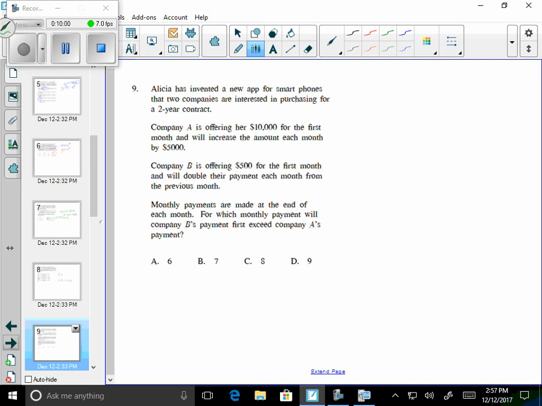If monthly payments are made at the end of each month, for which monthly payment will company B's first exceed? Or in other words, when will company B first be worth more money than company A?